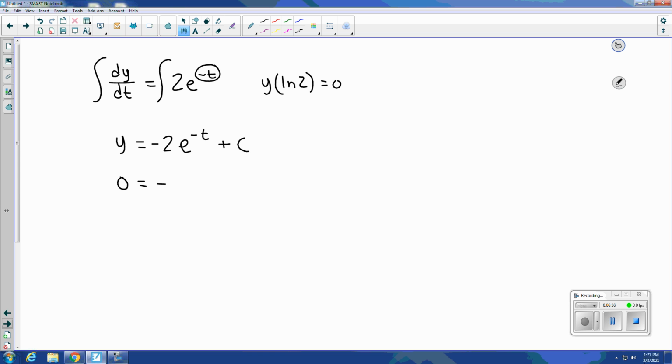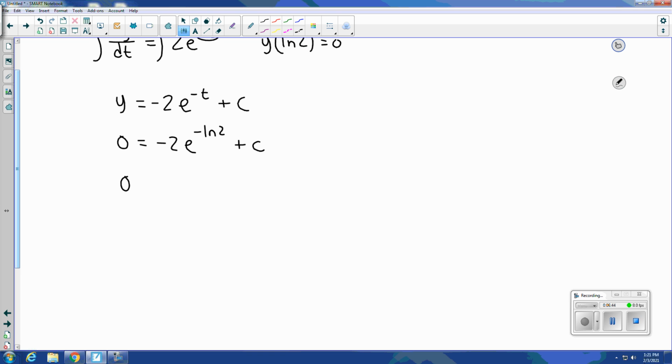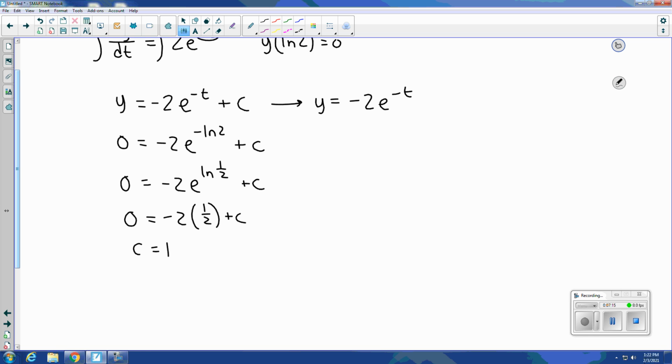We know it equals 0 when we evaluate at natural log of 2. This will allow us to find the value of c. So how can we simplify this? Our log rules, we can move that -1 back to an exponent position. 2 to the -1 is the same thing as 1/2. And e raised to a natural log of some number is just whatever that number is. So we get -2 times 1/2 plus c. -2 times 1/2 is -1, so c must equal 1. So now we know the particular solution to this differential equation is -2e to the -t plus 1.